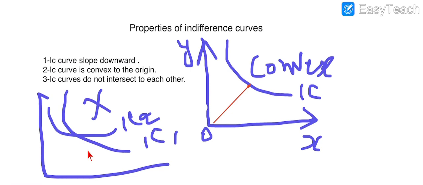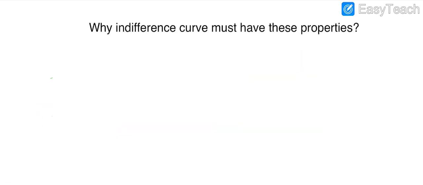It means that IC has these properties. First, it is convex to the origin, has a negative slope, and is a combination of two commodities. All the points on the same indifference curve show the same level of satisfaction. Two indifference curves don't intersect each other. Here we are going to explain why indifference curve must have these properties.